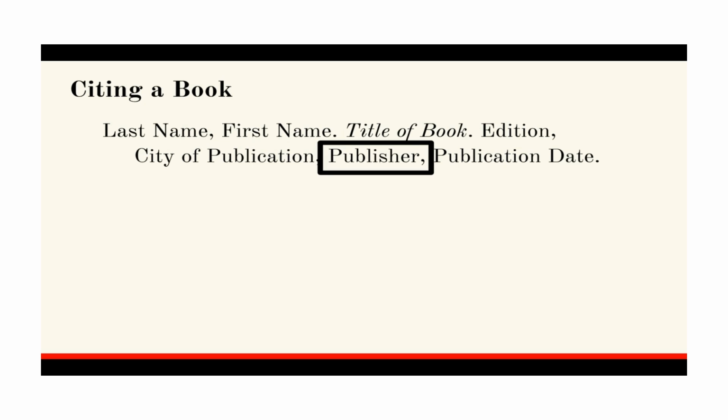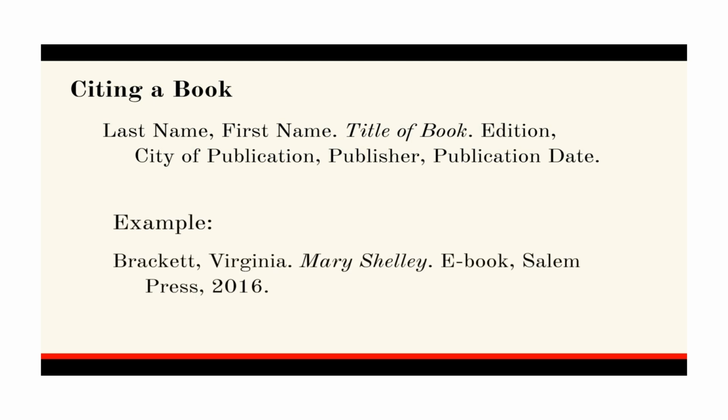The publisher is found on the title page of a book, and that is followed by a comma. Finally, you list the publication date, ending the entire citation with a period. And here's an example of a book citation.